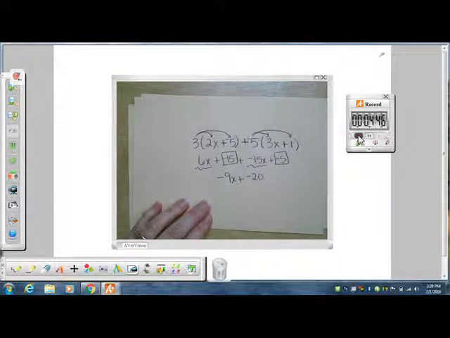However, plus negative, we don't like that very much in algebra, so instead of saying plus negative 20, we're going to change it to negative 9x minus 20.